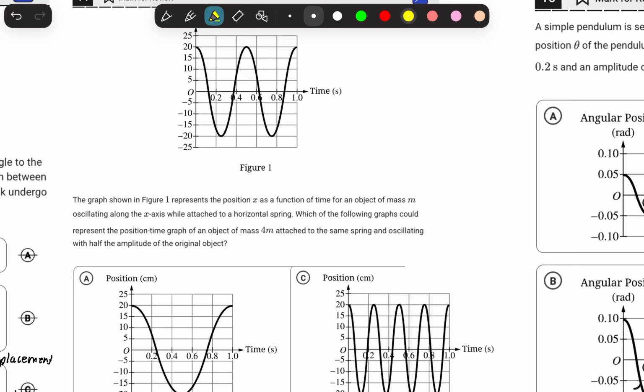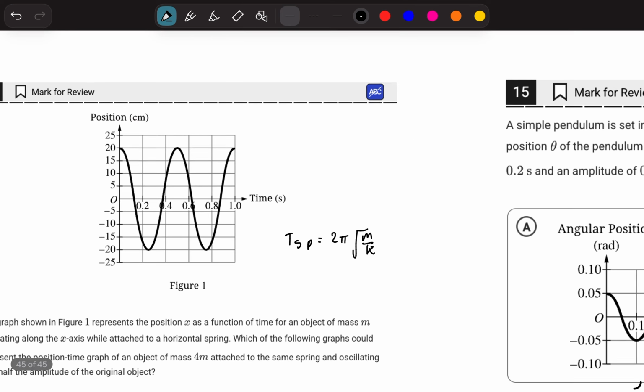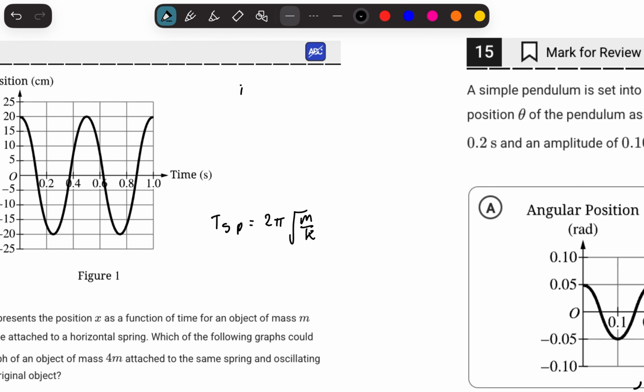Okay, so for this question, what we are going to look at is what the period is proportional to. So T of SP is equal to 2 pi over the root of m over k. So what we can see here is that if you increase m by a factor of 4, that means that it will increase your period by a factor of 2.